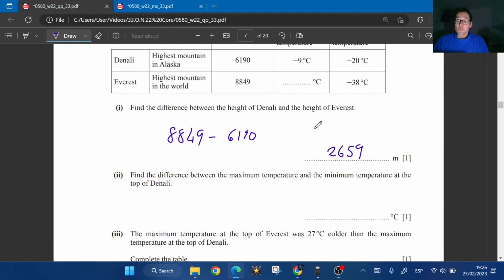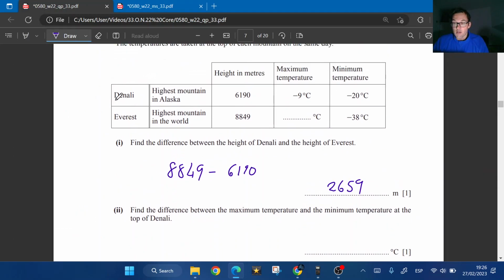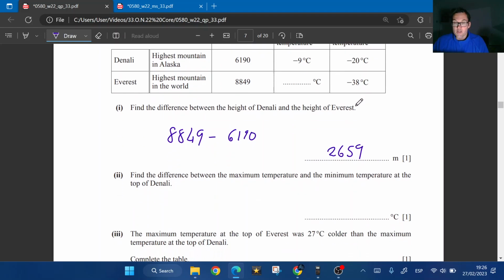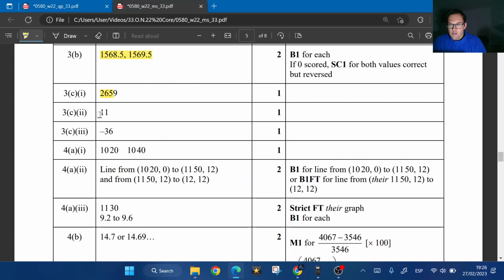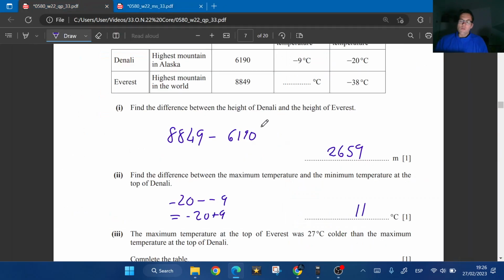Find the difference between the maximum temperature and the minimum temperature at the top of Denali. So top of Denali, first one here, the difference in temperature. Okay, so that's like minus 20 minus 9. 2 minuses makes a plus. That's going to be 11 degrees. I know it's going to look like minus 11, but I think just 11 degrees is fine. Will you get your mark if you put minus? I don't think so, actually.